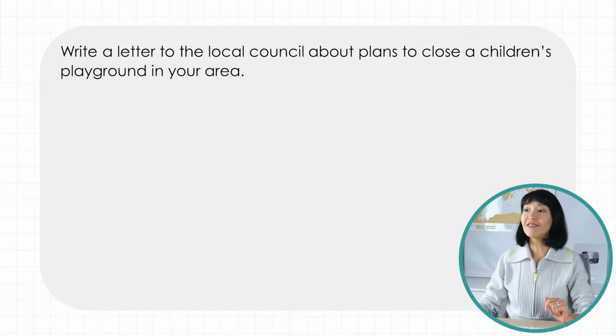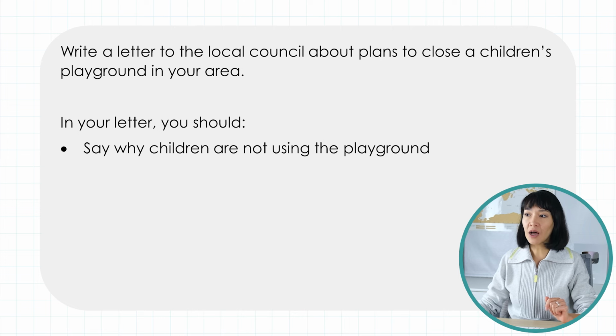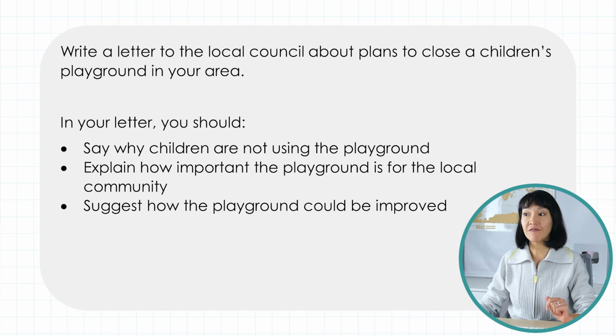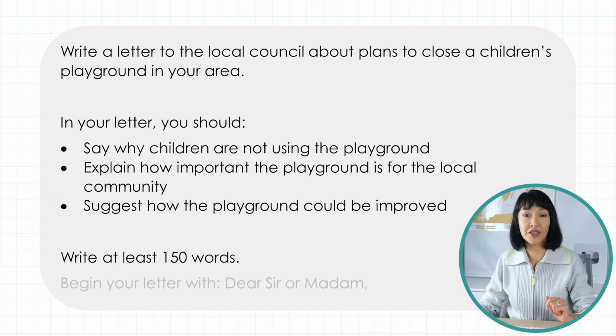The best way to start is by looking at a typical IELTS Task 1 question from one of the recent exams. Here it is. Write a letter to the local council about plans to close a children's playground in your area. In your letter, you should say why children are not using the playground. Explain how important the playground is for the local community. Suggest how the playground could be improved. Write at least 150 words. Begin your letter with Dear Sir or Madam.